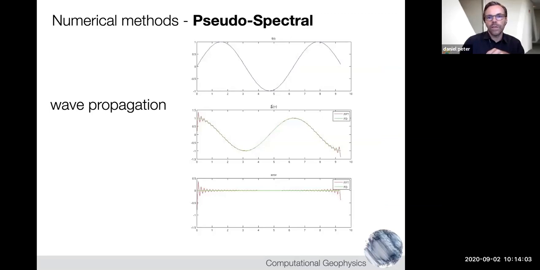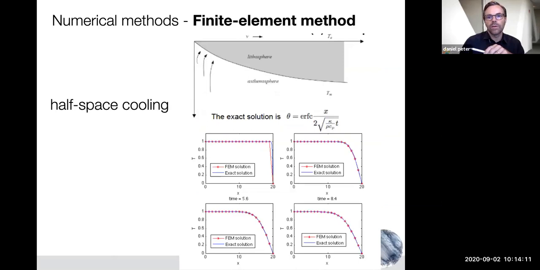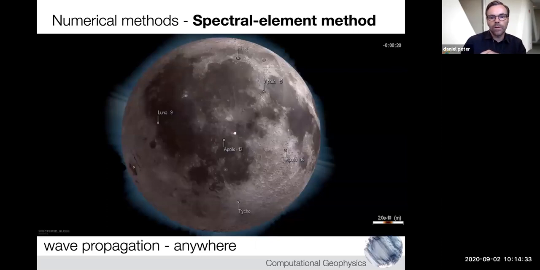So we have finite differences. We have pseudospectral methods, and then finite element methods that we're going to solve. The finite element method, for example, a half-space cooling problem is also something we're going to implement. So how is the plate cooling off from a mid-ocean ridge, etc. And then also the wave propagation part, which we will touch, for example, with the spectral element method.